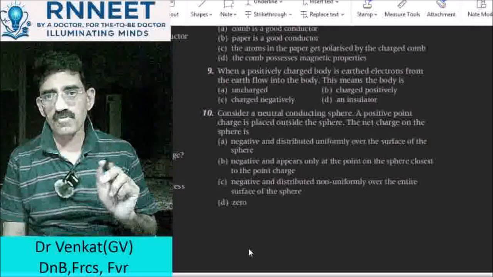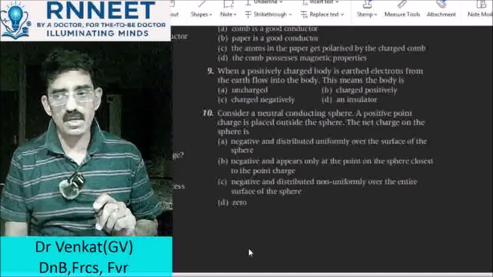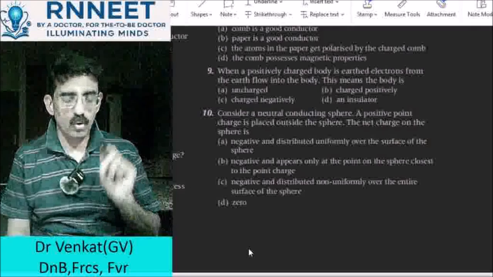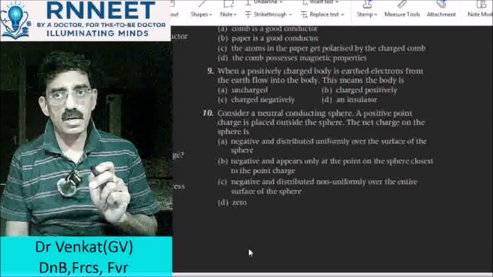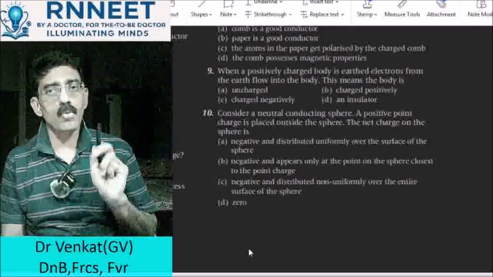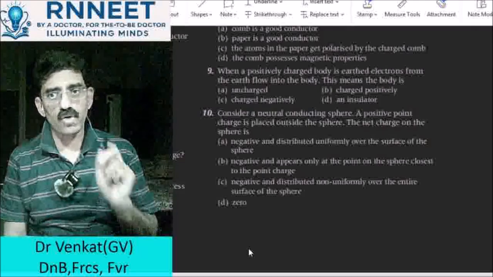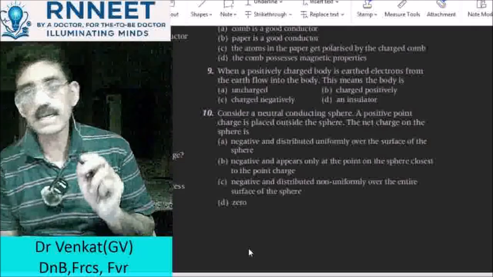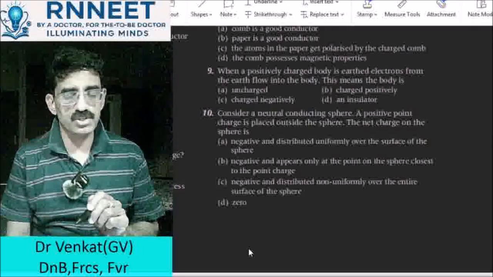Remember the number of atoms in a mole, which is your Avogadro number, and also remember the number of electrons in 1 coulomb of charge, be it positive or negative. It is 6.25 into 10 to the power 18 electrons. Good. With this, we'll complete this portion of the chapter.